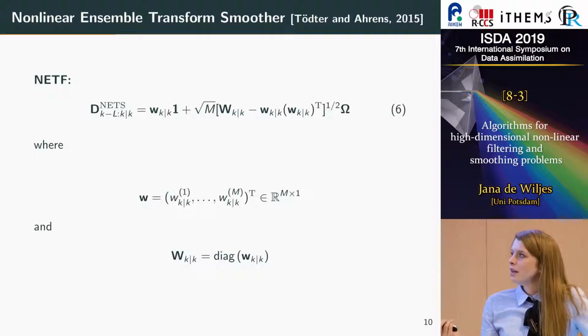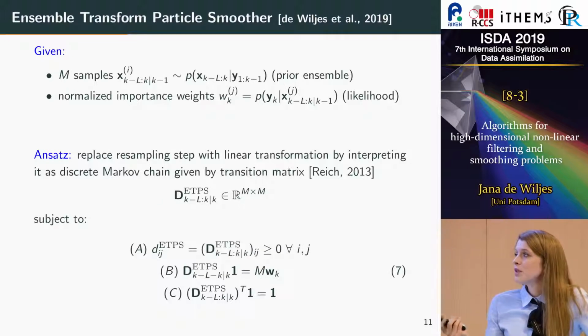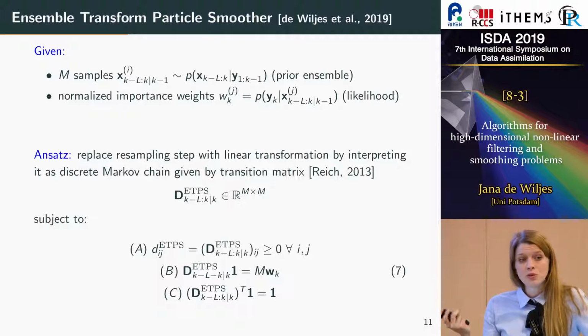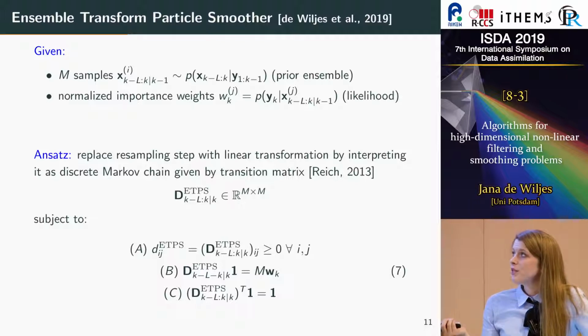And then another smoother that is in this class, this one I particularly want to highlight because it's actually a consistent smoother, so you do, in the limit, end up with the correct posterior, is the ensemble transform particle smoother.